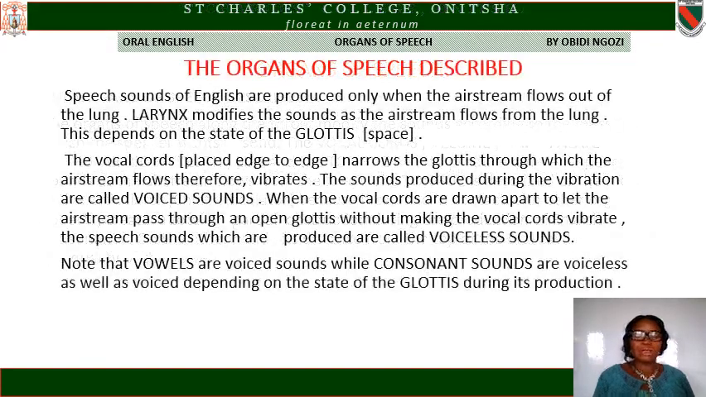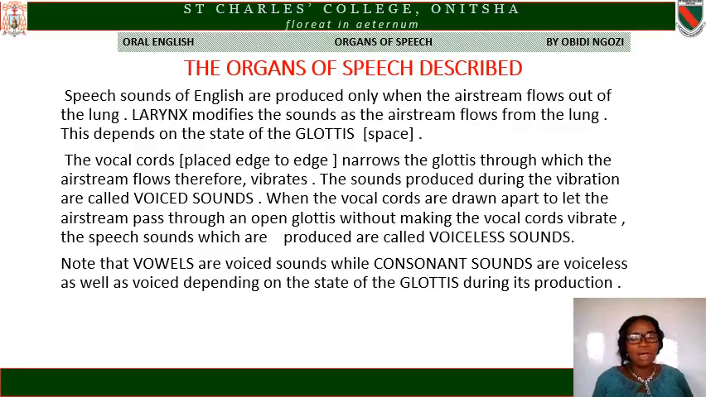The organs of speech continue. Speech sounds of English are produced only when the airstream flows out of the lung. Larynx modifies the sounds as the airstream flows from the lung. This depends on the state of the glottis, that is the space. The vocal cords placed edge to edge narrow the glottis through which the airstream flows, therefore they vibrate. The sounds produced during the vibration are called voiced sounds.